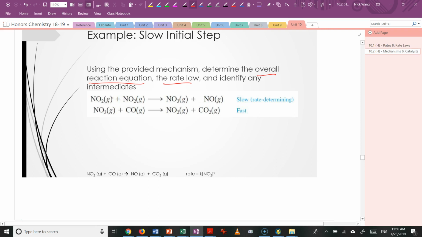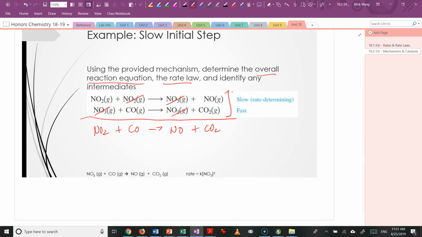First of all, the overall reaction, again, we're going to look at what appears on both sides of these. NO3 seems to appear again. NO2 seems to appear again. So the overall reaction is going to be NO2 and CO, and it's going to produce NO and CO2. So this is what you would normally see just on any given day. But of course, there's kind of an underlying mechanism that is actually happening that gives you this overall reaction that you just wrote out.